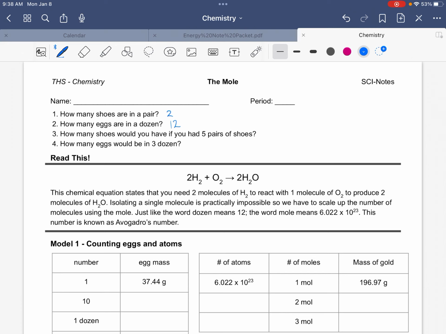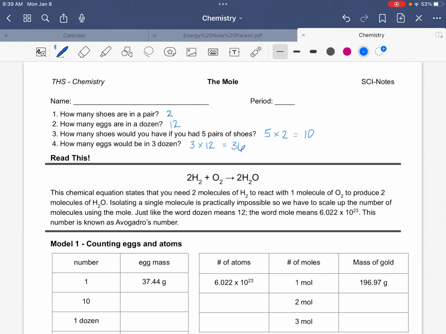Using these words, we can also do math equations. For question 3, how many shoes would you have if you had 5 pairs of shoes? If I have 5 pairs of shoes, and I know that for every pair I have 2 shoes, I can multiply that together to get 10 shoes for my 5 pairs. Same thing for number 4. How many eggs would be in 3 dozen? If I have 3 dozen and I know that there are 12 eggs in a dozen, I can multiply it to get 36 eggs.